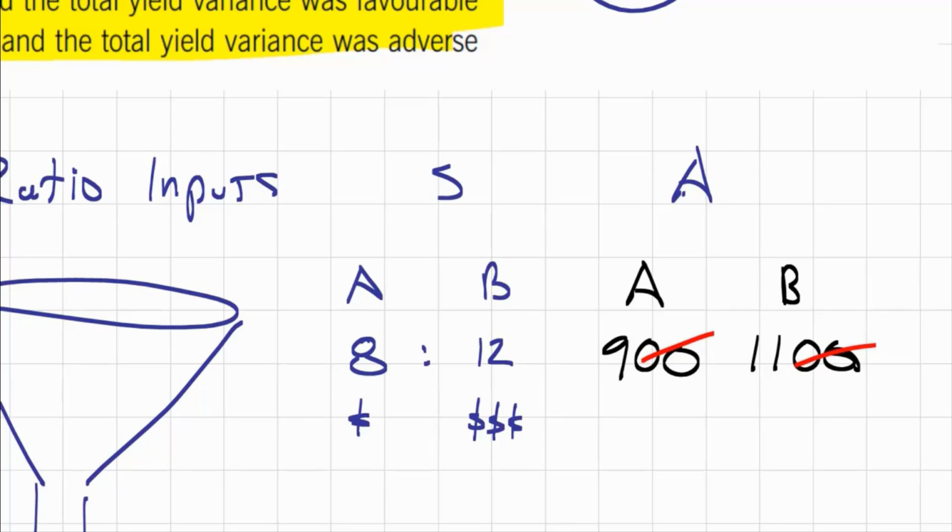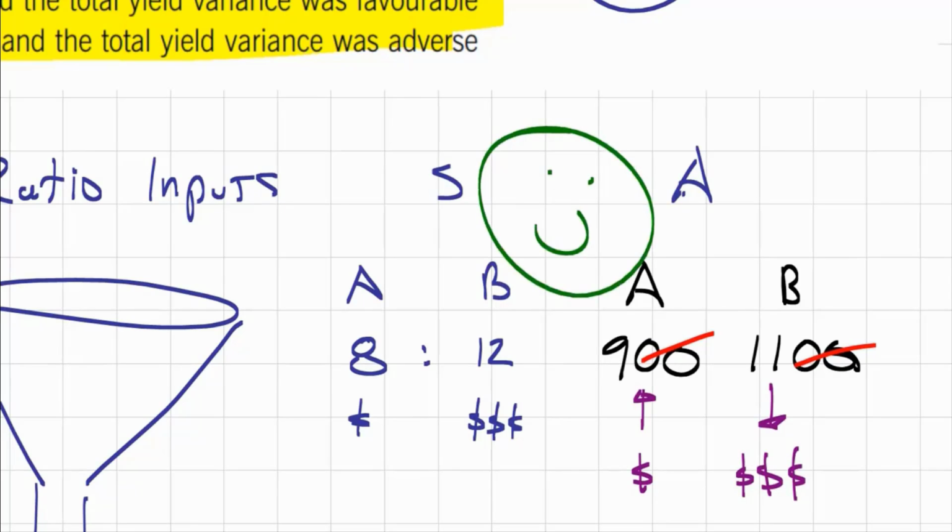So using logic, we can see that the company used a greater percentage of input A, and a lower percentage of product B. A is the cheaper stuff. So they used more of the cheap, less of the expensive. Therefore, the mix variance, everybody, is favorable.